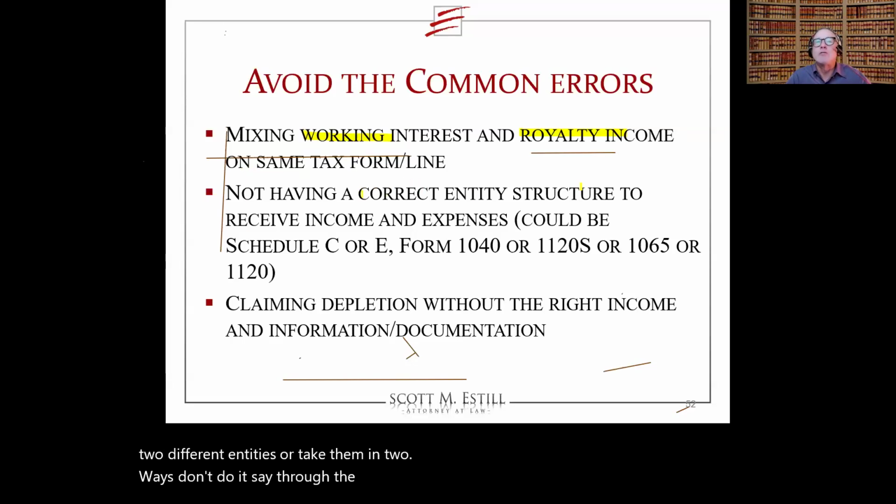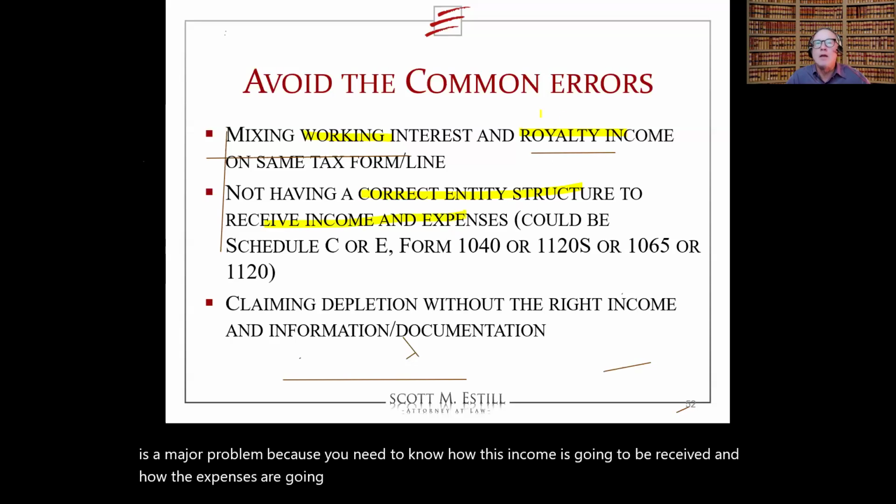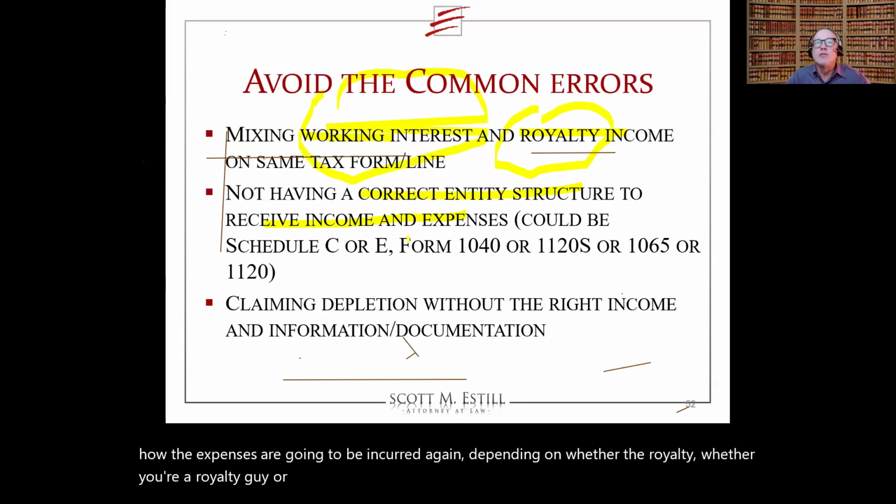Not having the correct structure for yourself is a major problem, because you need to know how this income is going to be received and how the expenses are going to be incurred. Again, depending on whether you're a royalty guy or a working interest guy, this could be a Schedule C type event, Schedule E.